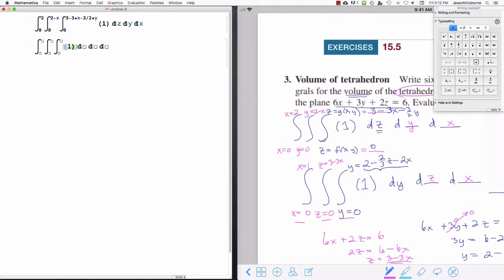But you can also set this up as a dy dz dx. Okay. And so y has to be a function of x and z. The bottom limit was 0, and 2 minus 2/3 times z minus 2 times x. And then z goes from 0, sorry, I'm trying to be real careful here, 3 minus 3 times x, and x goes from 0 to 1.